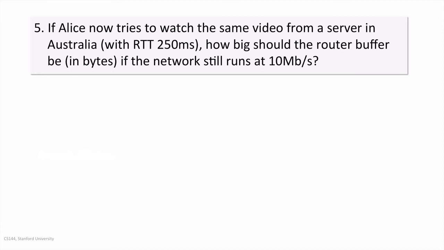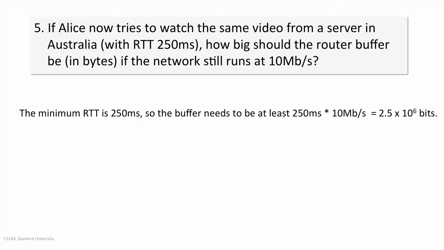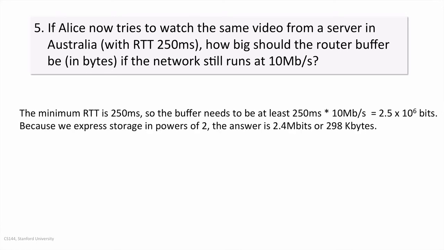Part 5. If Alice now tries to watch the same video from a server in Australia with RTT 250 milliseconds, how big should the router buffer be in bytes if the network still runs at 10 megabits per second? Well, the minimum RTT is 250 milliseconds, so the buffer needs to be at least 250 milliseconds times 10 megabits per second equals 2.5 times 10 to the 6 bits. Because we express storage in powers of 2, the answer is 2.4 megabits, or 298 kilobytes.